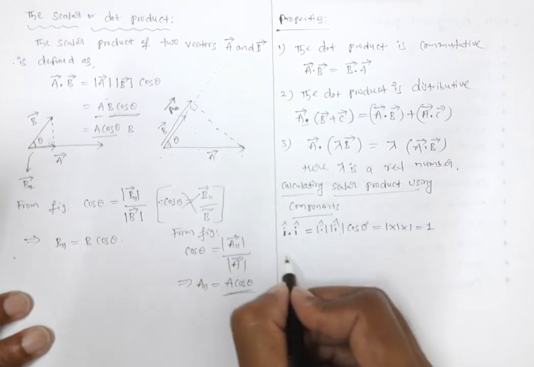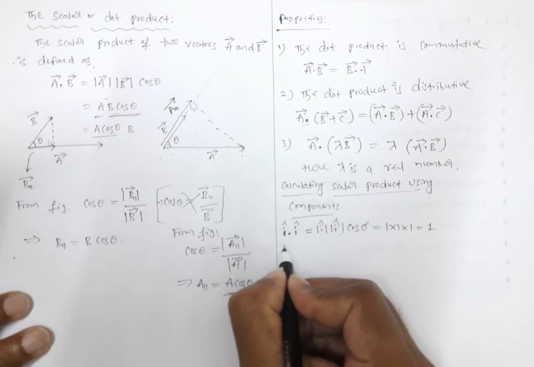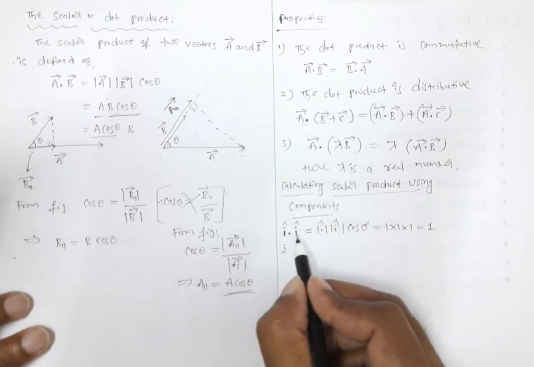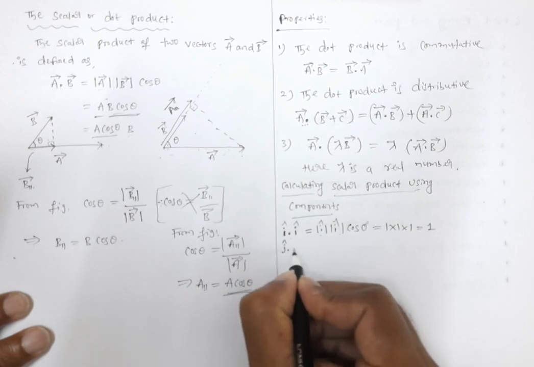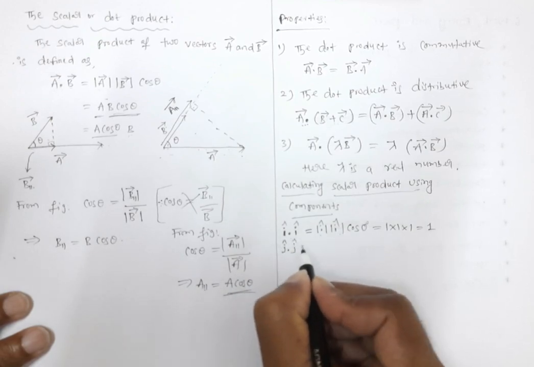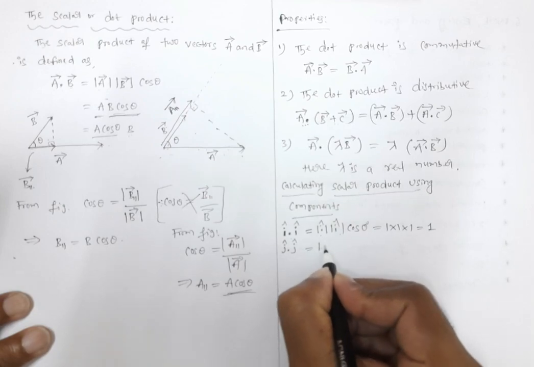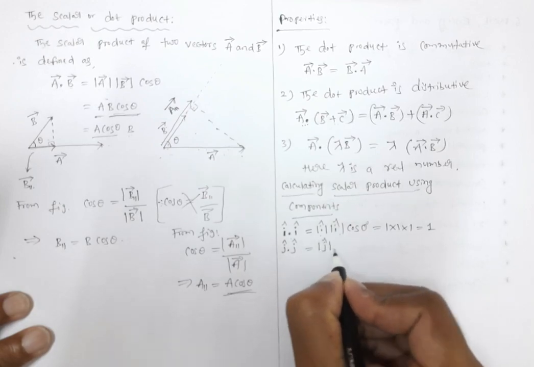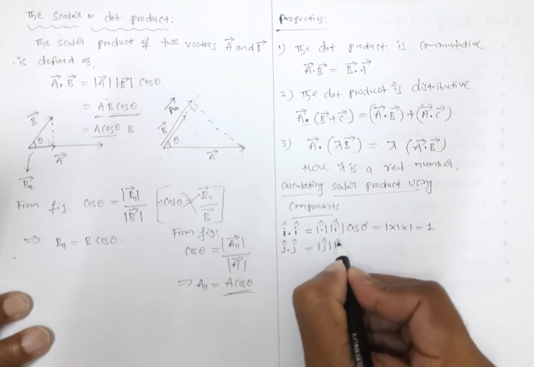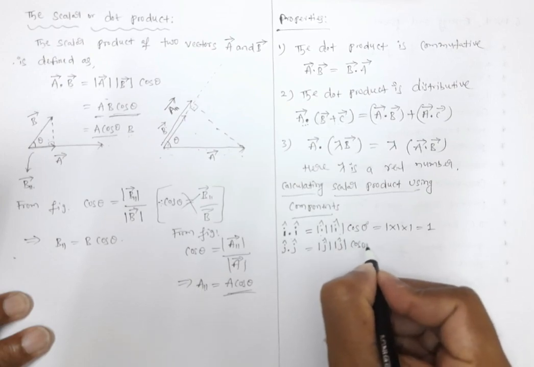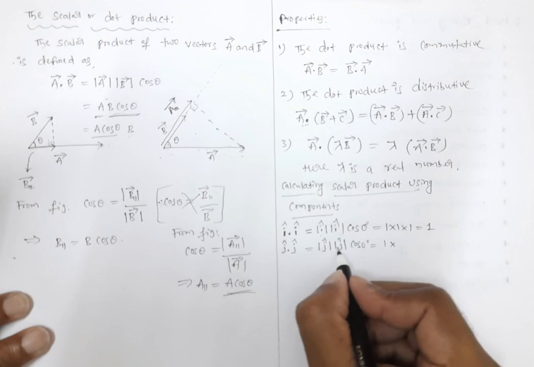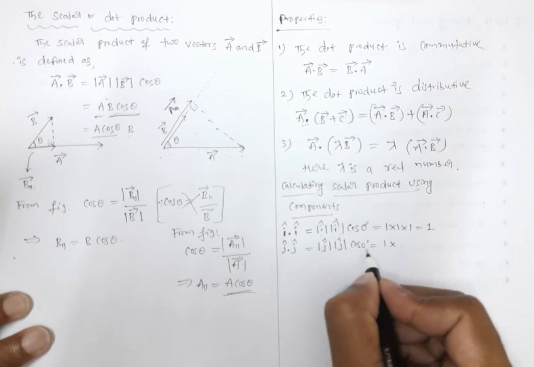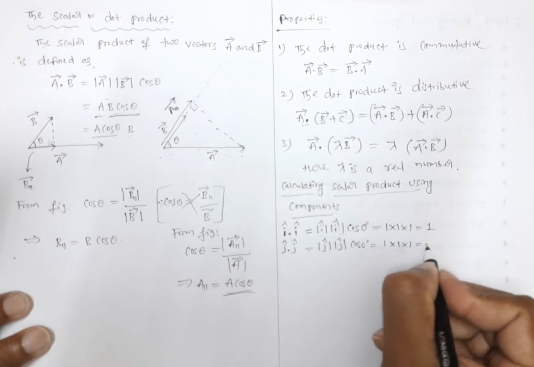1. In a similar manner, i cap dot i cap is equal to what do you get? 1. So in a similar manner, j cap dot j cap is equal to what do we write? The magnitude of the first vector j cap, the magnitude of the second vector j cap, cos 0 degrees. That is, the magnitude of this vector is 1, the magnitude of this vector is 1, and cos 0 equals 1. So 1 into 1 into 1. What do we get? 1.